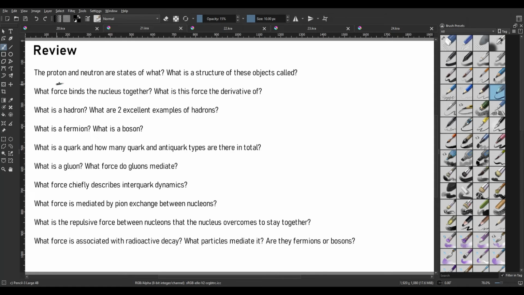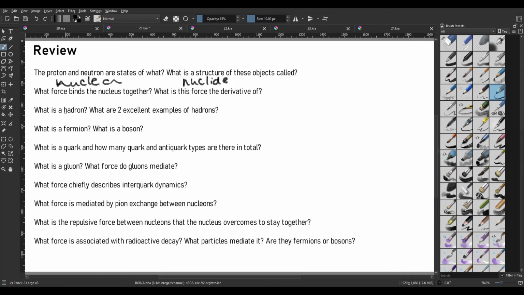So who wants to write? Maybe? Nucleon. What is the structure of these objects called? The structure of these objects is called a nuclide. So the atomic nucleus is an example of a nuclide.